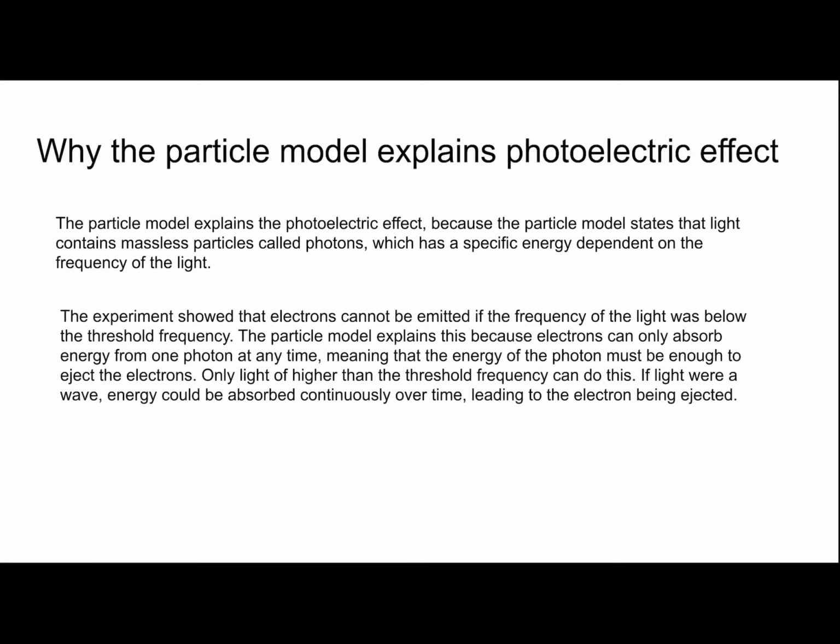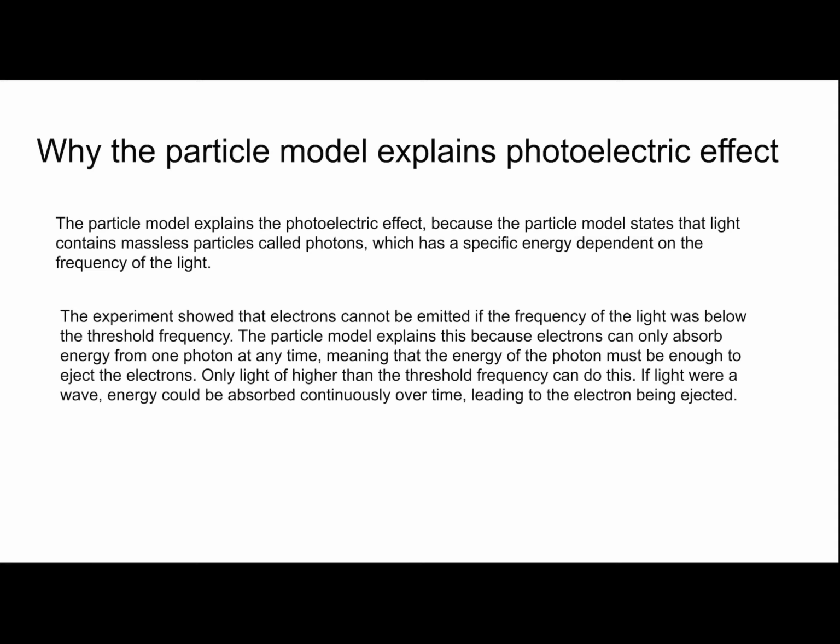The particle model explains this because electrons can only absorb energy from one photon at a time, meaning that the energy of that specific photon has to be enough to eject that electron. So only the energy of one photon can be used at once to eject any electron from the surface of the metal. Therefore, only light higher than the threshold frequency can actually eject electrons, because E equals hf. If I have a specific frequency, then each of the photons would have enough energy to eject a specific electron.